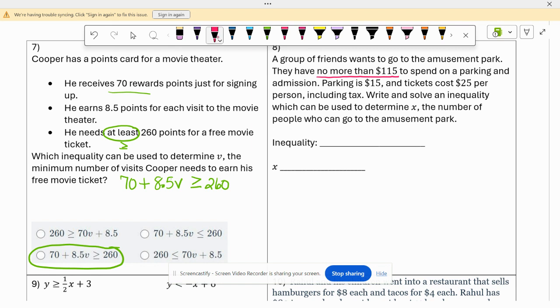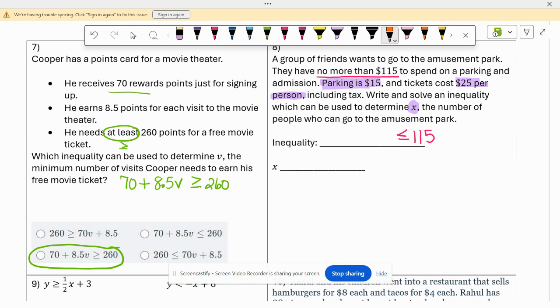Yeah, no more than is the less than or equal to symbol. So whatever we do has to be less than or equal to 115. I have to pay for parking right up front. That's like an initial fee. And then tickets are $25 per person. I see that word per, so that looks like it's going to be my slope. And we're trying to determine the number of people, X.